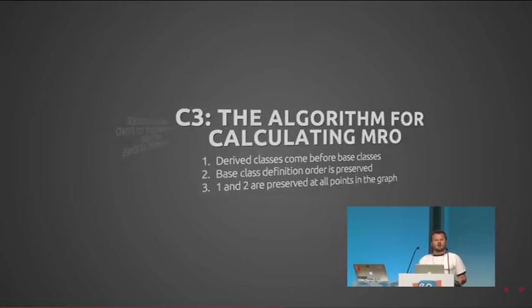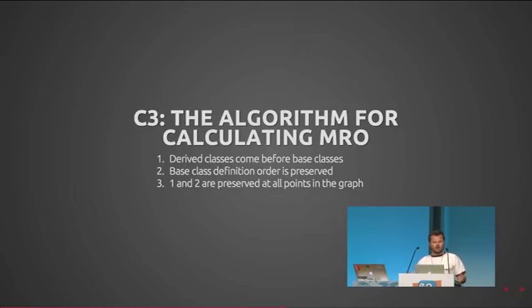So how is MRO calculated? It can't just be randomly chosen. It must have some order. That's what the C3 algorithm is, or C3 linearization is the computer science-y term. This came out of the Dylan language, I think, many, many years ago. And now it's used in Python, Perl, Dylan, probably some other languages. It's very popular for dynamic MRO calculation.